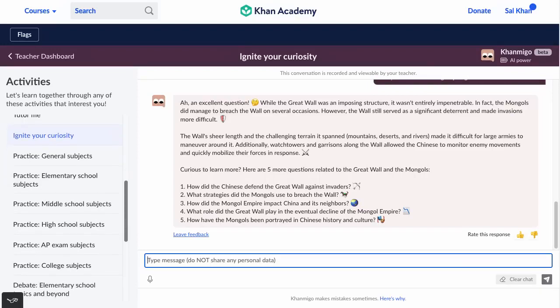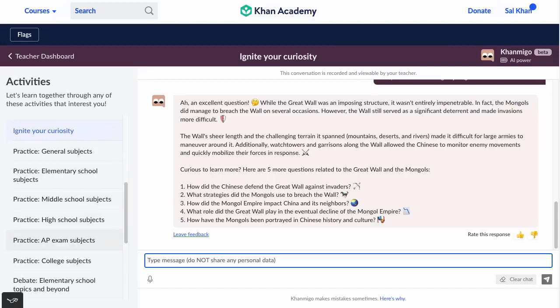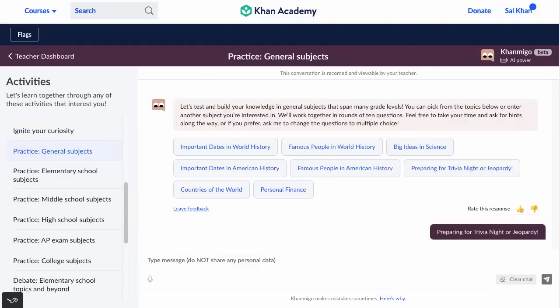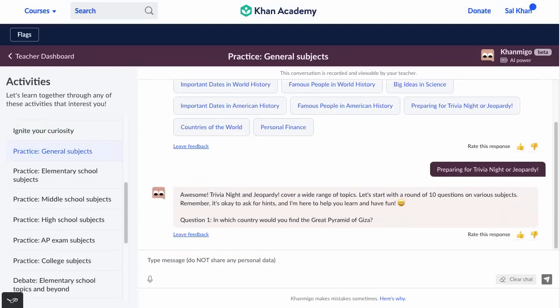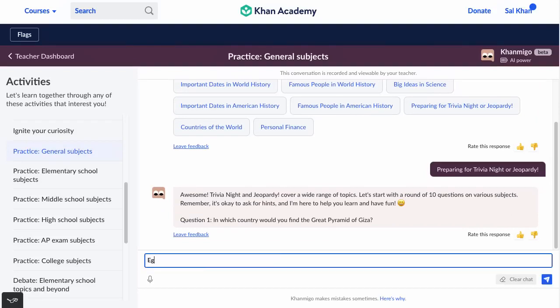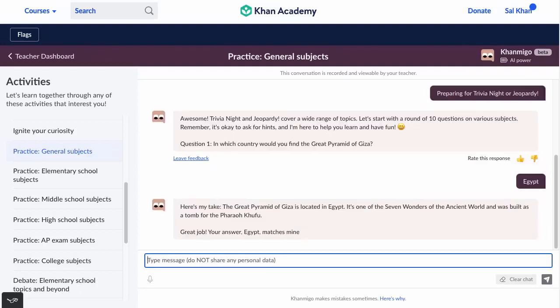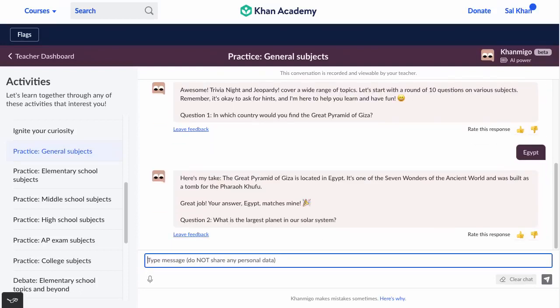Now, beyond that, we have practice in pretty much any subject that a student might want. Let's say we wanted to prepare for a trivia night. But you could really put almost anything here that's reasonable. And so it asks you questions. In which country would you find the Great Pyramid of Giza? Of course, that's going to be Egypt. And so, great, it matches. What's the largest planet or solar system?